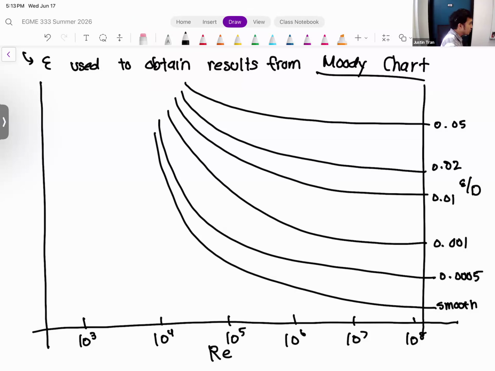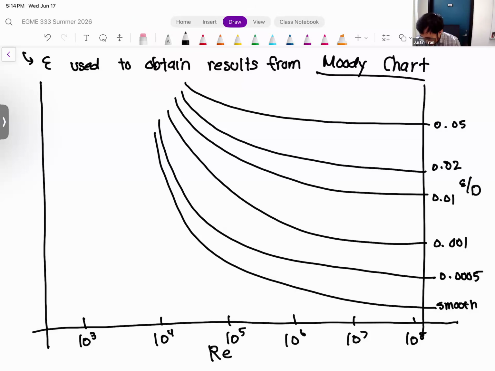Now, what's interesting here is that the surface roughness by itself is not significant. What's actually significant is the ratio of the surface roughness to the diameter. So that's something to be careful about. You may have a pipe that has a very rough surface, but if it's a very big pipe with a very big diameter, that kind of cancels it out.